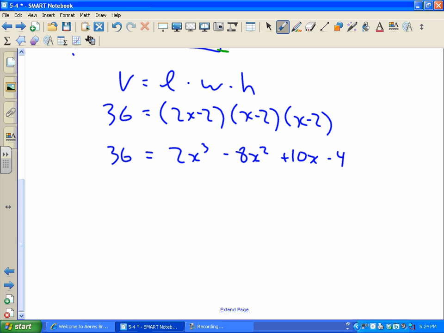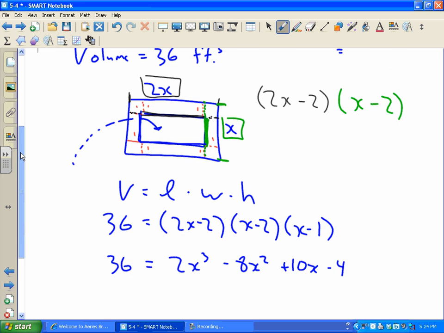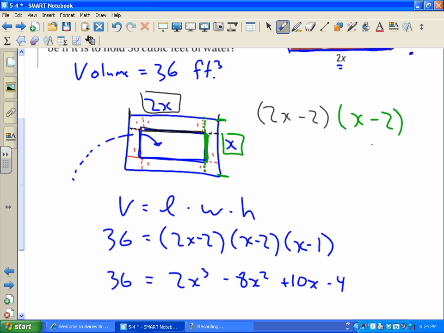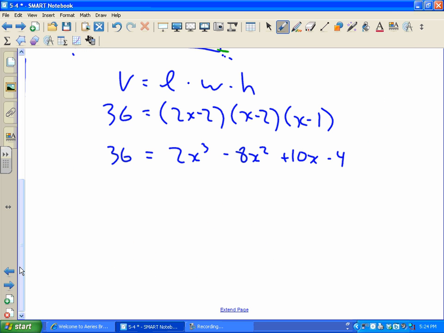I think this is supposed to be an x minus 1. And we'll talk about that in class, so I'll come back and explain. If you're wondering why that third length is an x minus 1, it has to do when we look at that other dimension and not counting it twice. We'll cover that one part in class when we talk next.